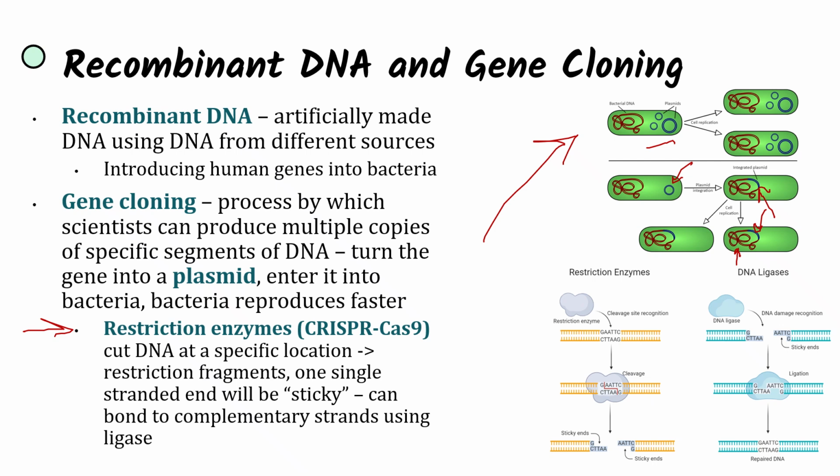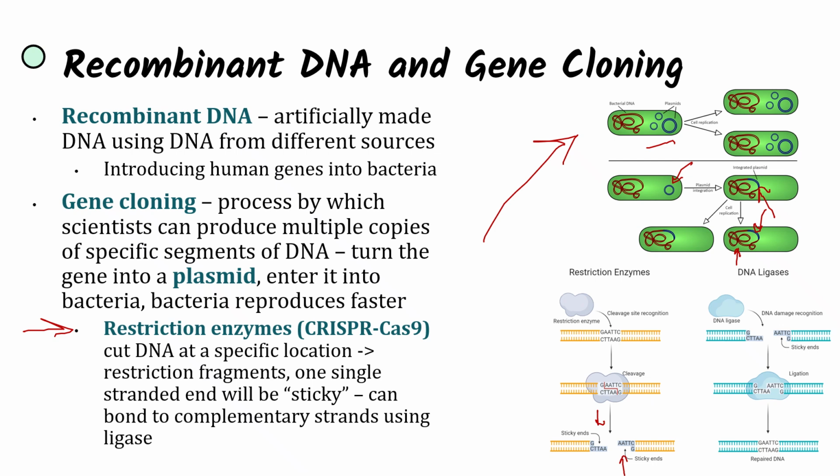It cuts DNA at a specific location, resulting in restriction fragments. So you can see here the restriction enzyme is cutting right over here, and that's going to result in some sticky ends. These are where there are nucleotides that are not base paired. So they're kind of hanging out the end, they're a little sticky. And they can bond to complementary strands using DNA ligase. So DNA ligase comes in and finds sticky ends that it can bind together and sort of acts as the glue to help these sticky ends bind and create complementary strands.